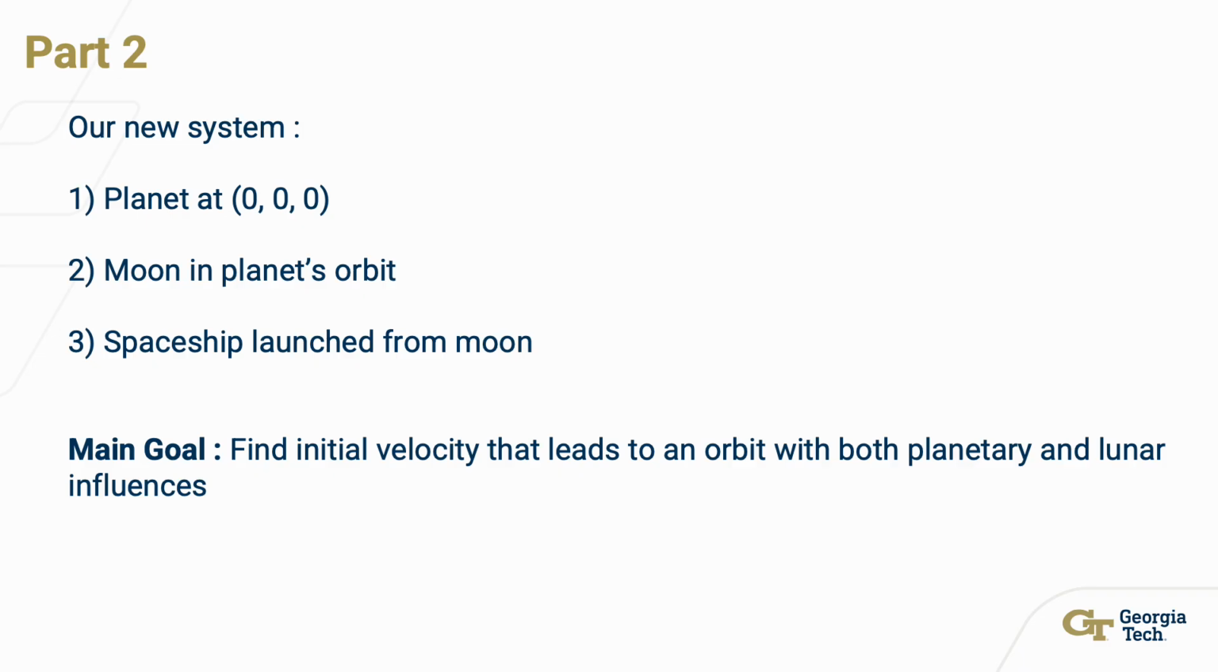Now let's dive into part two, which places our new system as a combination of the planet at the origin, our moon in that planet's orbit, and a spaceship that is launched from the moon. Our main goal here is to find the initial velocity that leads to an orbit that is, A, under the influence of both the planet and the moon's gravitational force, but also does not collide with them.